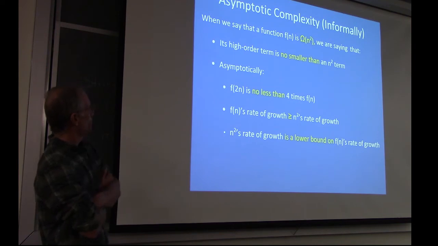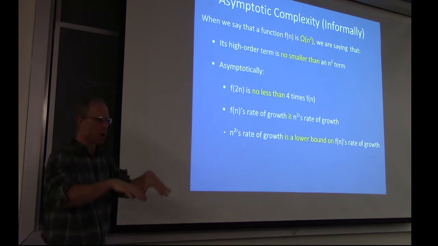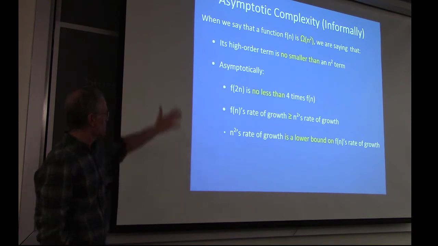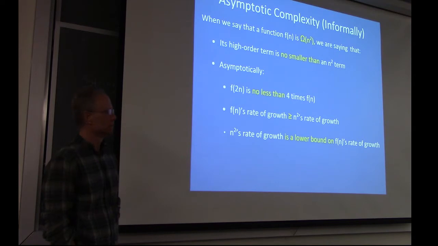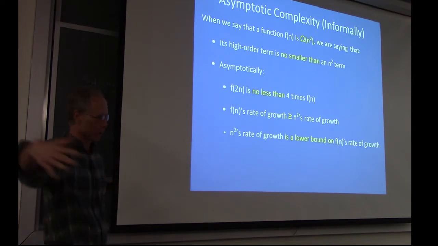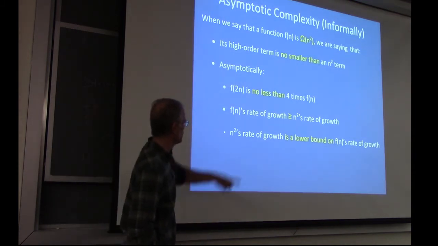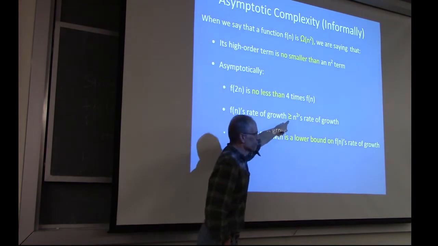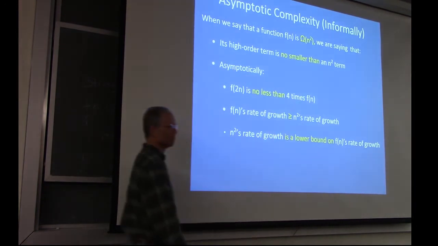So when we say that a function f of n is omega of n squared, we're saying its higher order term is no smaller than the n squared term. It can be that small or bigger. And similarly, f of 2n is 4 times or higher than f of n in the long run. So all I did here was switch the sense of these yellow terms. I turned this around from big O. This was upper bound before, now it's lower bound, and so on.